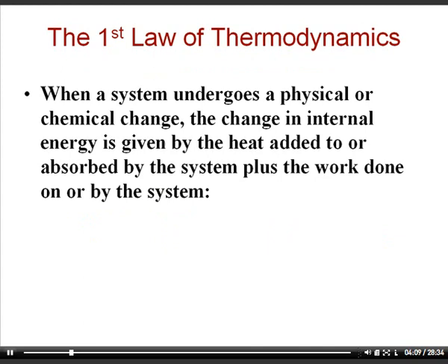And on the next slide we have, when a system undergoes a physical or chemical change, the change in the internal energy is given by those two factors we discussed on the previous slide: the work that the system does and the heat that is transferred. So we have the change in the internal energy equals the heat plus the work. So any change in internal energy is given by the heat added to or absorbed by the system plus the work done on the system or the work done by the system.